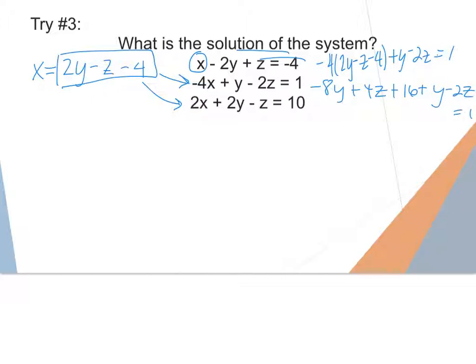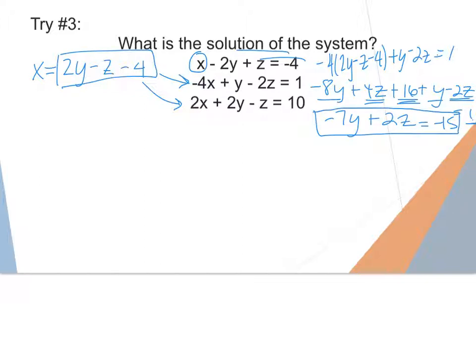Okay, on the left-hand side, we need to combine our like terms, and I need to move my whole numbers to the right. So let's combine like terms first. I need to get my y's together, so I have a negative 8y and a positive y. That would give me negative 7y. As far as my z's go, I have a 4z and a negative 2z. That would give me 2z. And then this positive 16 needs to move to the other side. So that means I need to subtract 16 from 1. Okay, so 1 minus 16 is going to be negative 15. So that is my first equation.